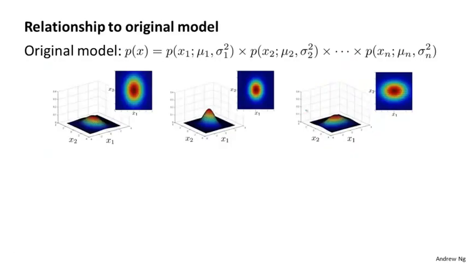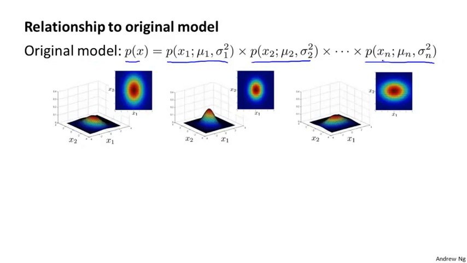Finally, it's worth saying a few words about the relationship between the multivariate Gaussian distribution model and the original model, where we were modeling P of x as a product of P of x1, P of x2, up to P of xn. You can prove mathematically, and I'm not going to do the proof here, that there's a relationship between the multivariate Gaussian model and this original one.